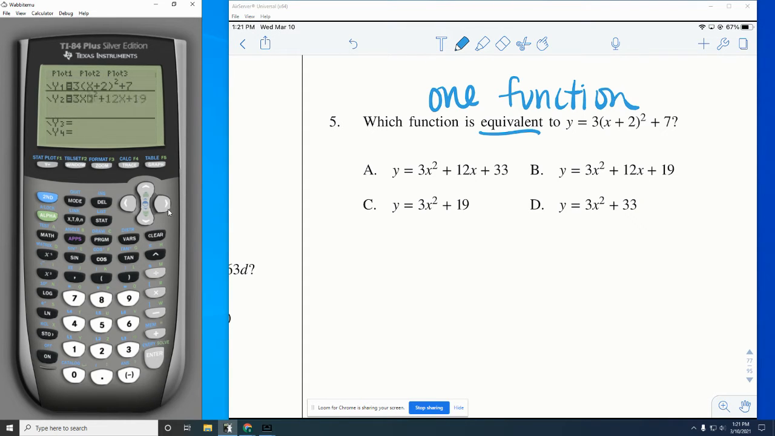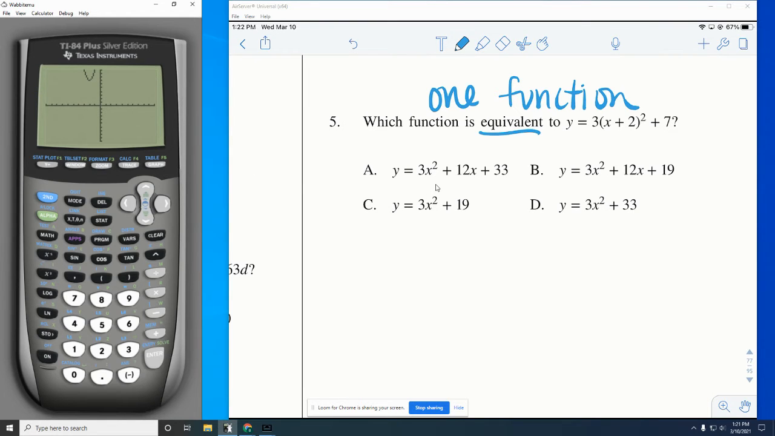Okay, so let's look at C. You take out that middle term, 3x squared plus 19. Here's my graph, and I only see one graph. And then for option D, I click graph, and I only see one function.